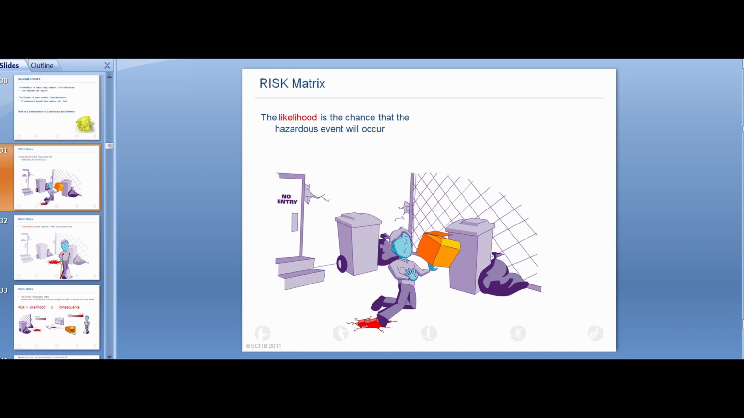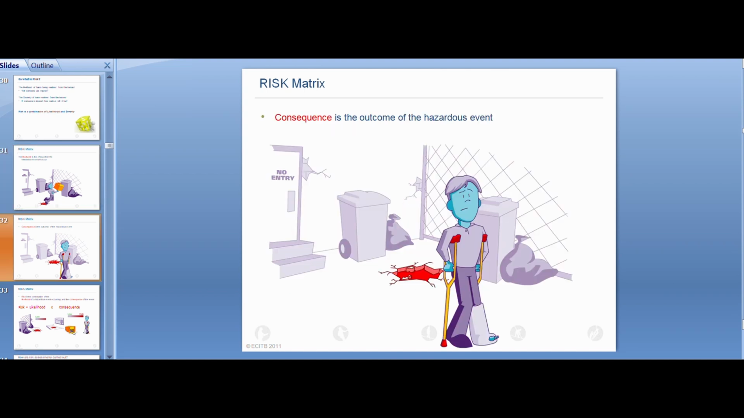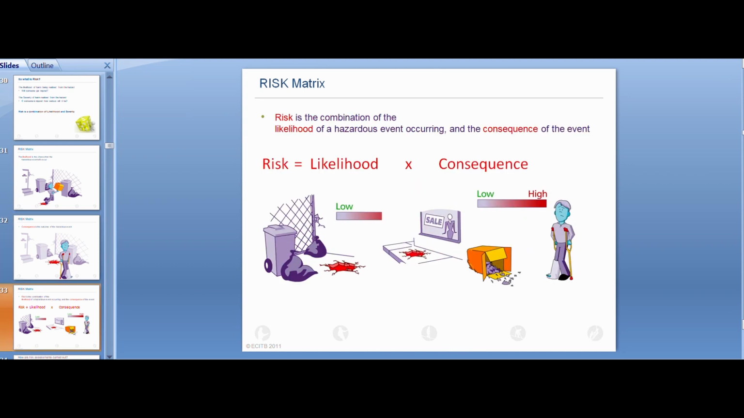So this is the way we can see which level the risk is, and what the risk is. Same in the coming slides: likelihood is the chance that a hazard event will occur, and consequences are the outcome of the hazard event.